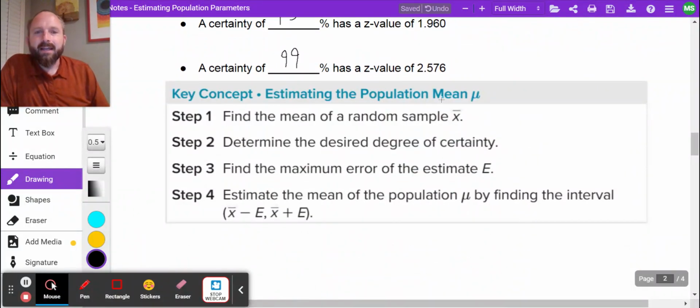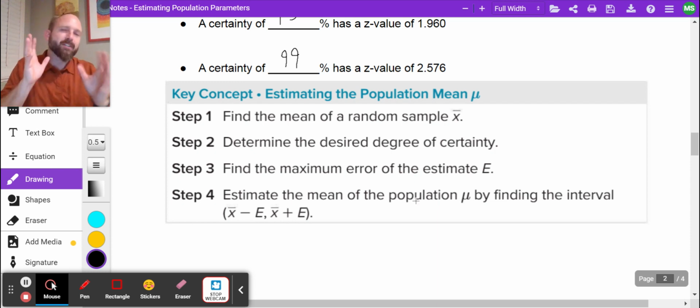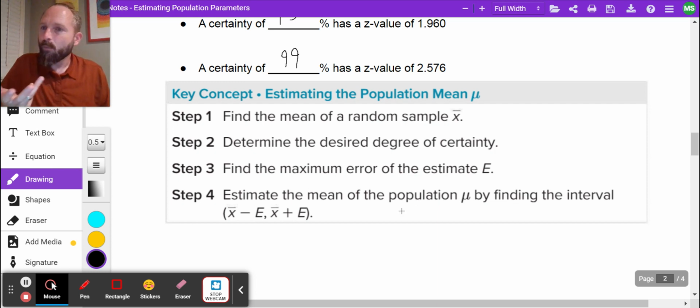So, estimate the population mean. Right here, we have to determine the degree of certainty. And then we have this maximum error, this estimate E. And then we can subtract on both sides: the mean of the random sample, subtract E, the maximum error. We can estimate, hey, the population mean should be between these two values. But let's go on.